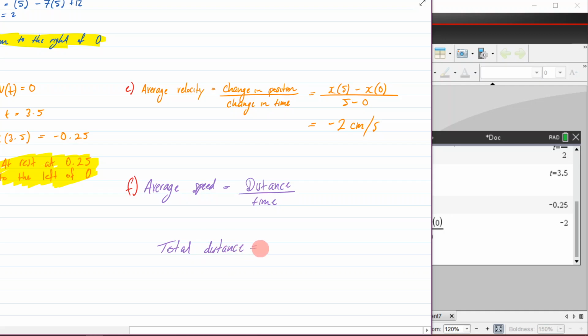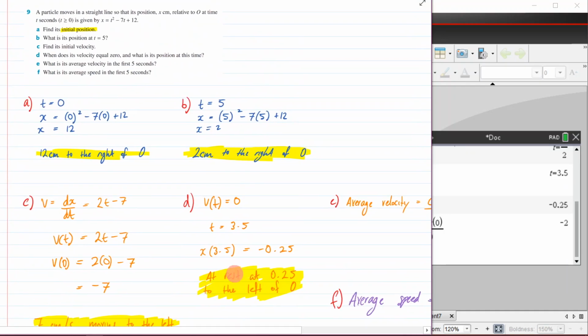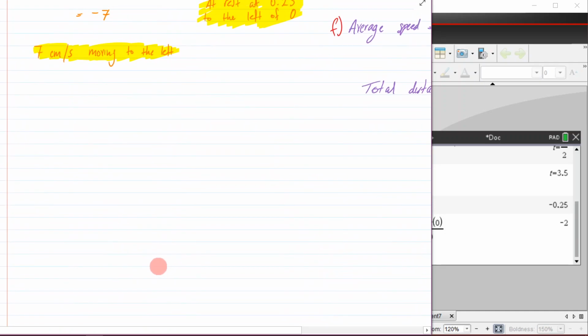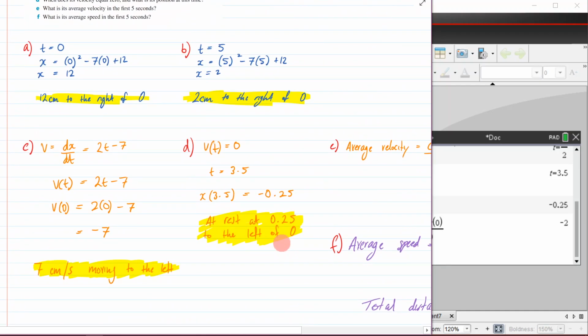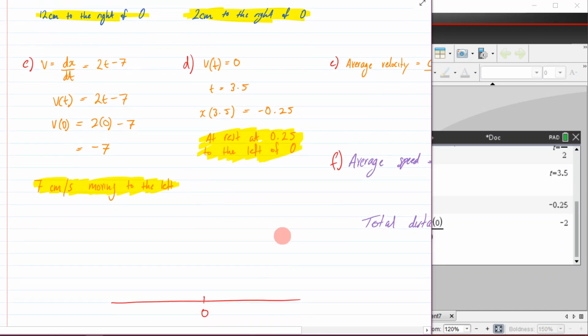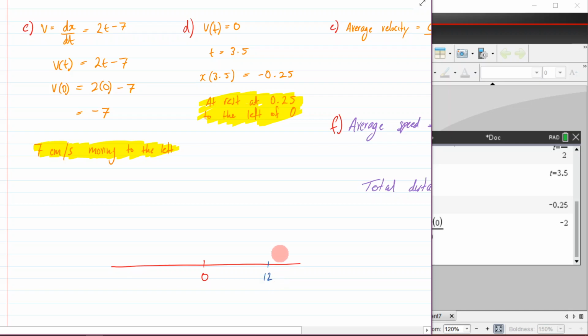Now you might be thinking, that doesn't sound too hard. If I'm finding the average speed, I just need to find the total distance. You know, how hard could that be? But what you have to be careful with here is that you have a good picture of what's going on in your head. So let's draw what we're dealing with here. There's 0. Now what was my initial position? My initial position was 12 centimeters to the right of the origin. So I'm here, 12. This is where I'm starting.